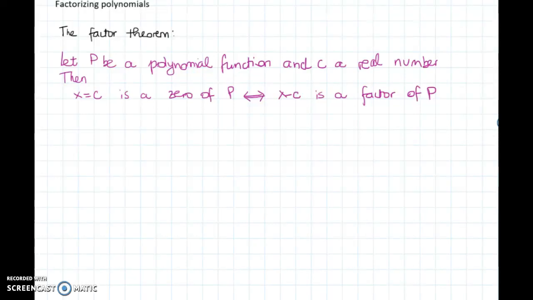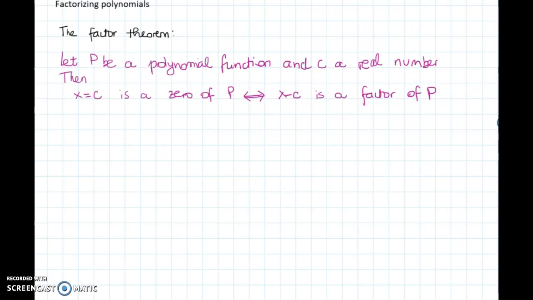Hello, in this video we are going to be factorizing polynomials. I wrote here for you to remember the factor theorem. If we have a polynomial function p and a real number c, then we know that c is a zero of the polynomial function if and only if x minus c is a factor of p. We are going to be using this theorem in a few examples.